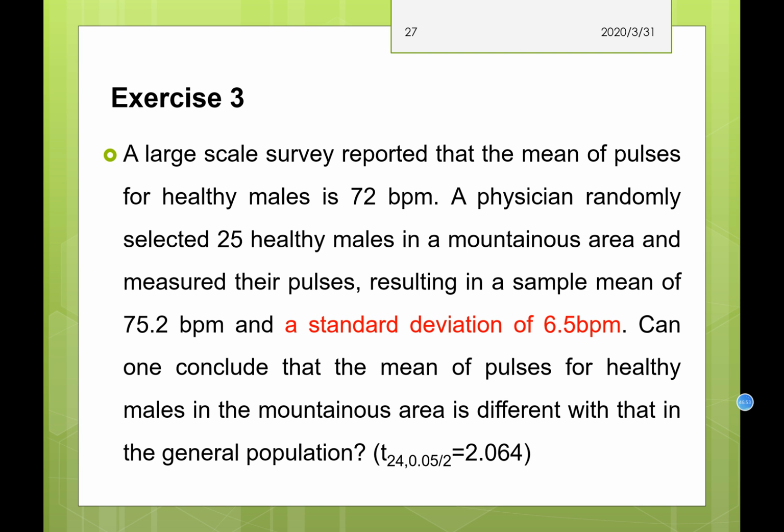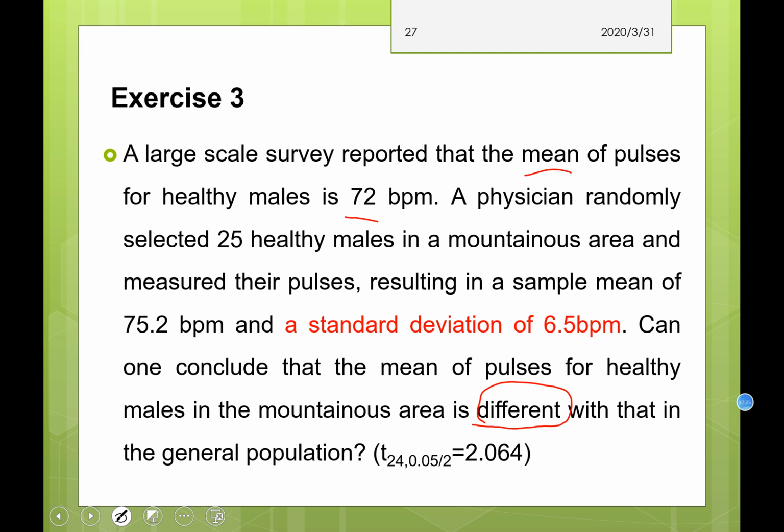So let's find the keywords. Do you notice the keyword "different"? So that means this question is not about confidence interval. This question is about hypothesis test, yes. So here, let's find the sample size. We find that the first number, 72, is the mean, right? The mean of pulses.